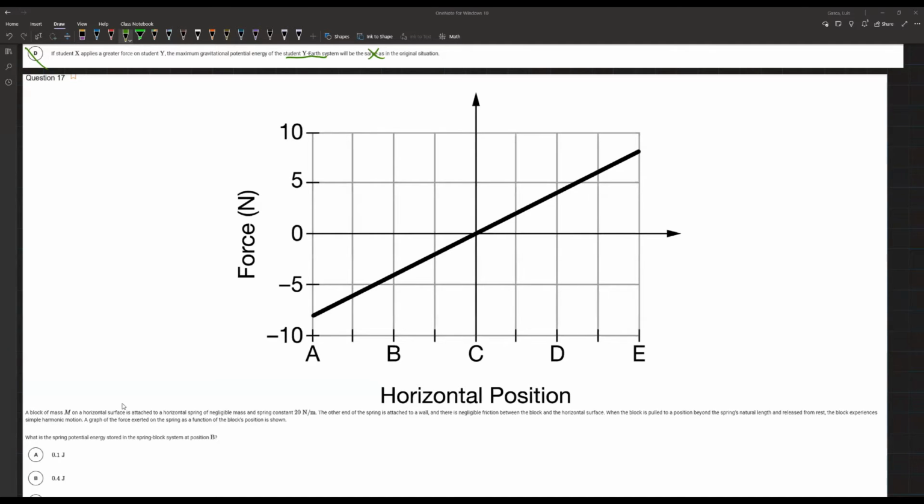A block of mass M on a horizontal surface is attached to a horizontal spring of negligible mass with a spring constant of 20 newtons per meter. The other end of the spring is attached to a wall, and there is negligible friction between the block and the horizontal surface. When the block is pulled to a position beyond the spring's natural length and released from rest, the block experiences simple harmonic motion, as expected. A graph of the force exerted on the spring as a function of the block's position is shown. What is the spring potential energy stored in the block-spring system at position B?